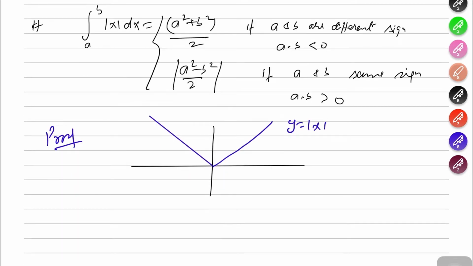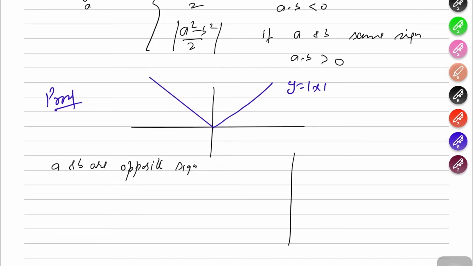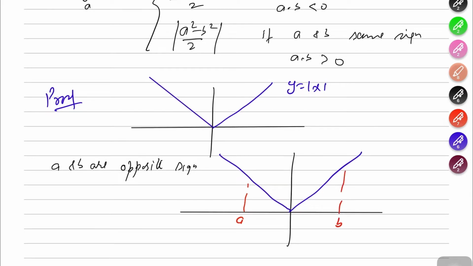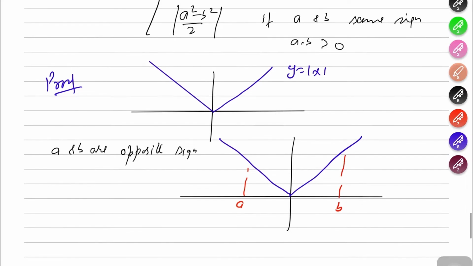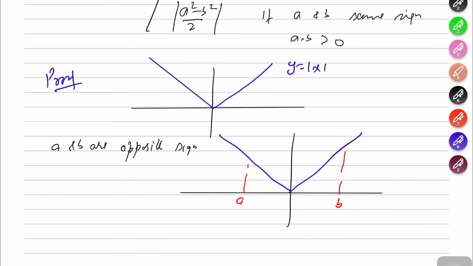If a and b are opposite sign, then obviously this, let's say, is a and this is b. Opposite sign means obviously a is negative, b positive. So in this case, what is the integration of a to b mod of x dx? This is clearly this area and this area.